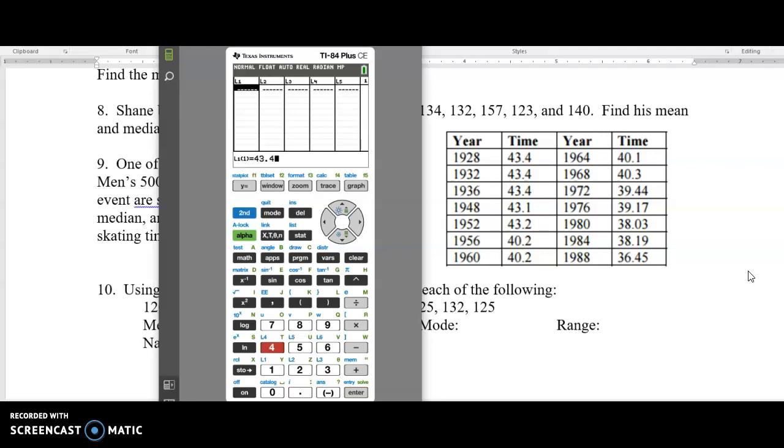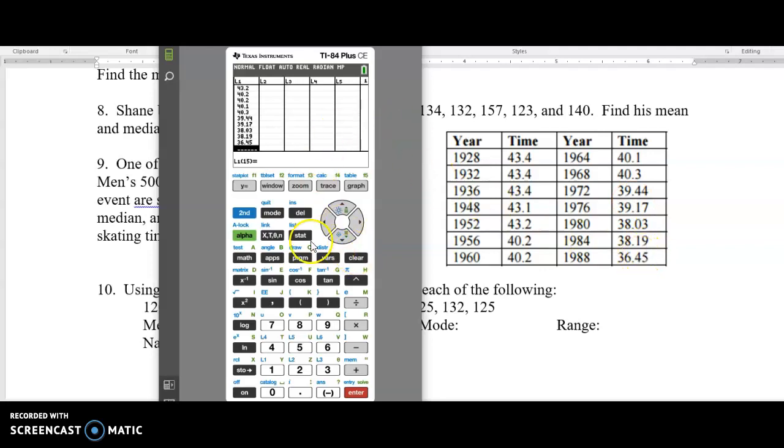into one list. So 43.4, 43.4, 43.4, 43.1, 43.2, 40.2, 40.2, 40.1, 40.3, 39.44, 39.17, 38.103, 38.19, and 36.45. Okay, now notice I put them all in this one list. There were 2 columns of times, but I put all of them in one list.